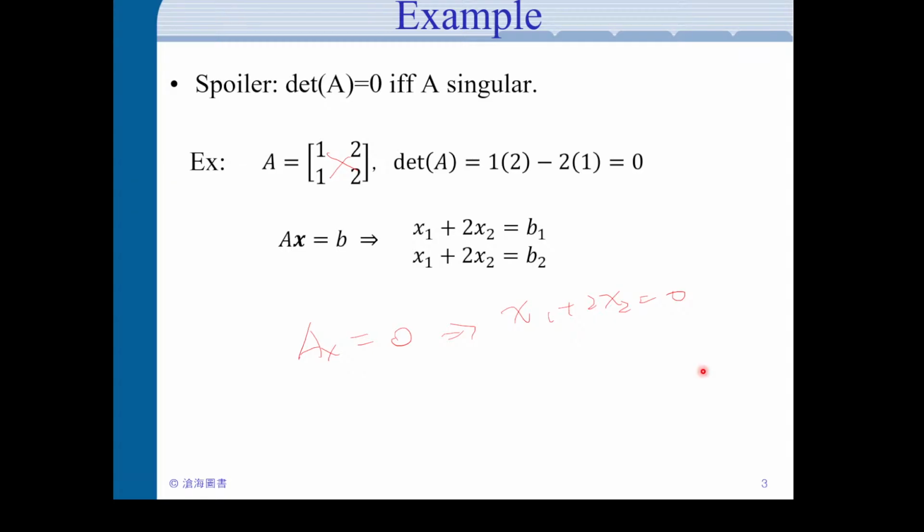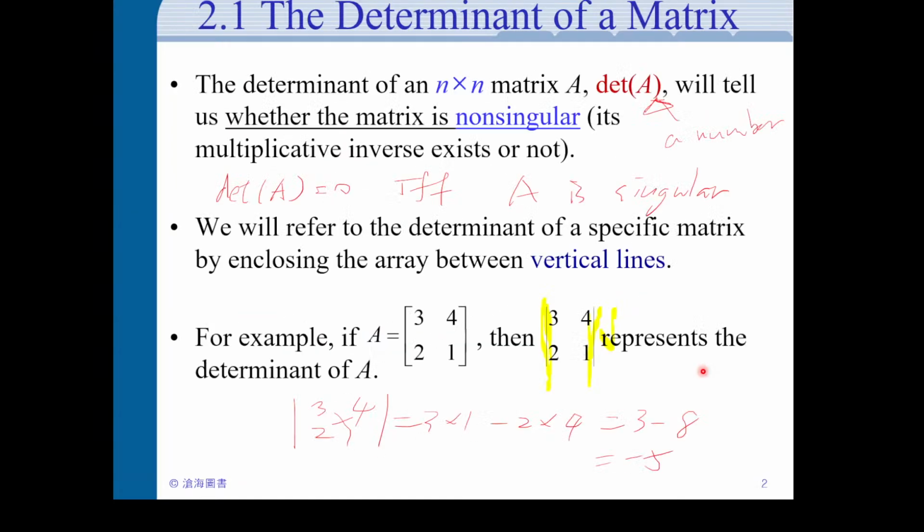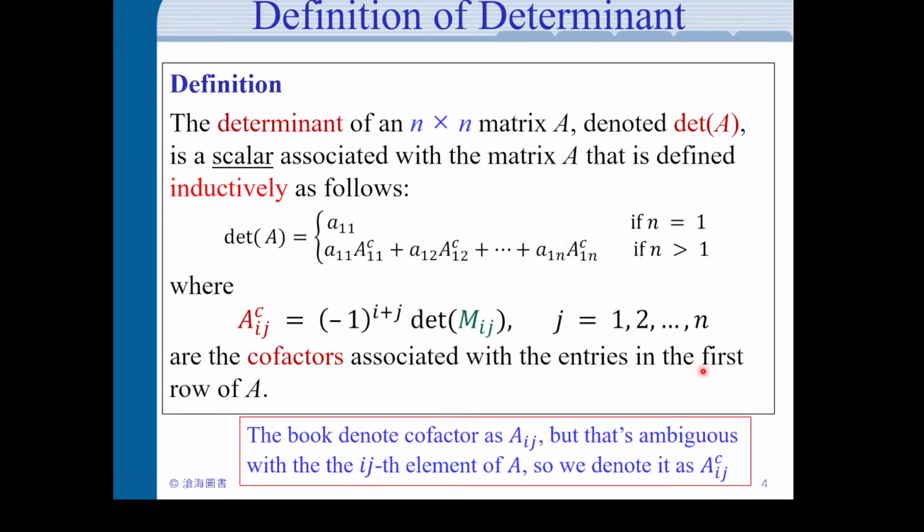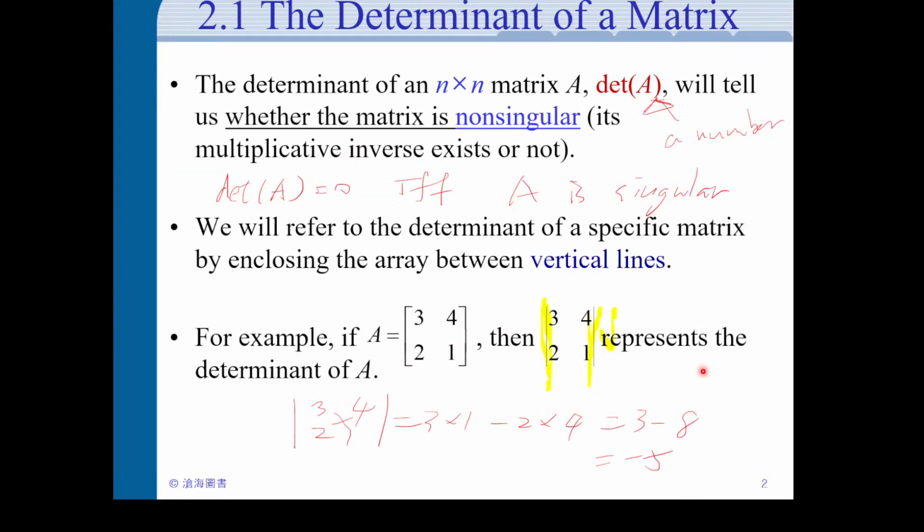Here is the definition of determinant, and first is a bit of a review. Determinant is a number that you can calculate from any square matrix. So for any n by n matrix, you can calculate the determinant of A. Its most important property is that the determinant will tell us whether a matrix is singular. If the determinant of A equals 0, then A is singular, and if it's not 0, A is not singular.